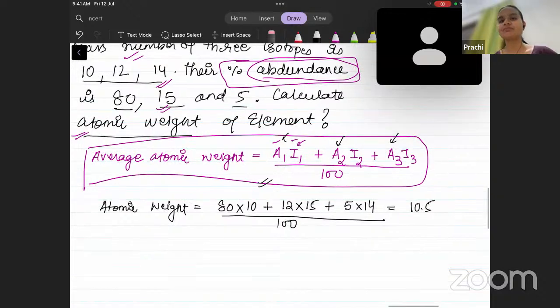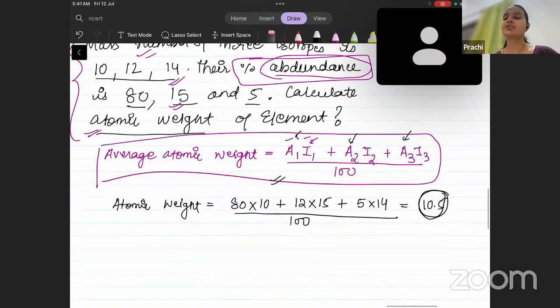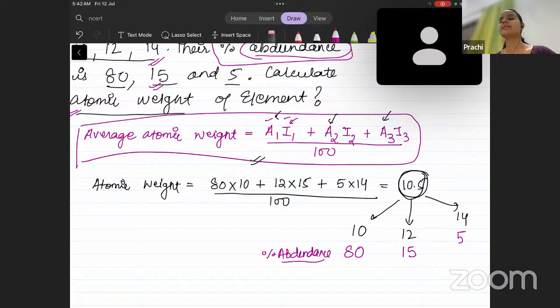Now let's analyze the answer we have got. The average mass that you have got is 10.5, right? And the isotopes that I had have the masses 10, 12, and 14, right? And here I'll write the percentages also: 80, 15, and 5. So what is percentage abundance? The percentage in which they exist in nature, right?